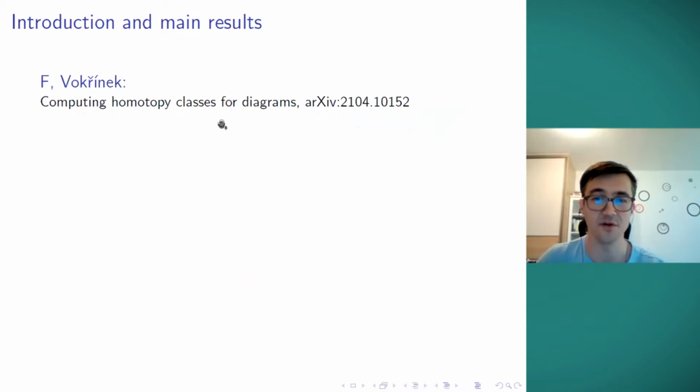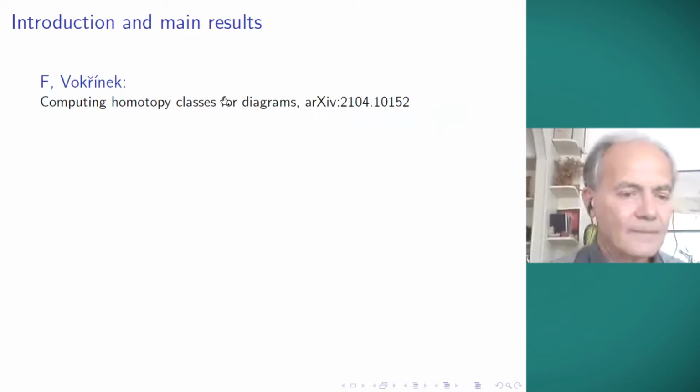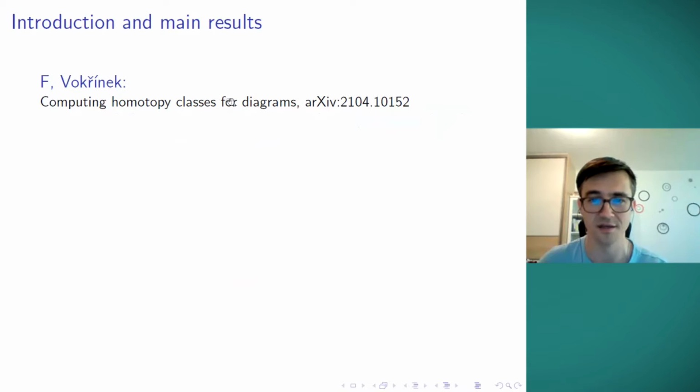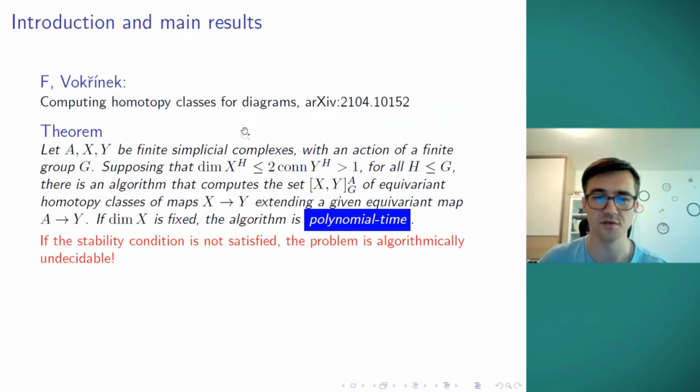So everything I'm going to be talking about is contained in this paper, which appeared on arXiv recently. It's a joint work with Lukáš. It's called Computing Homotopy Classes for Diagrams. And I'm going to say what these diagrams really mean at the end of this talk. But for now, let's concentrate on the two main results. Let's start with homotopy classes of equivariant maps.